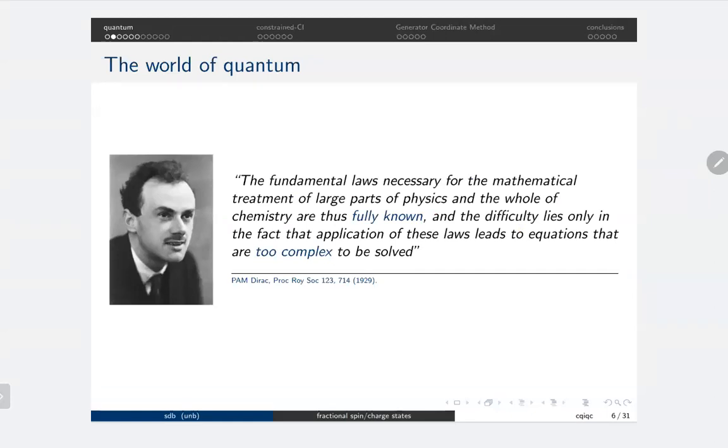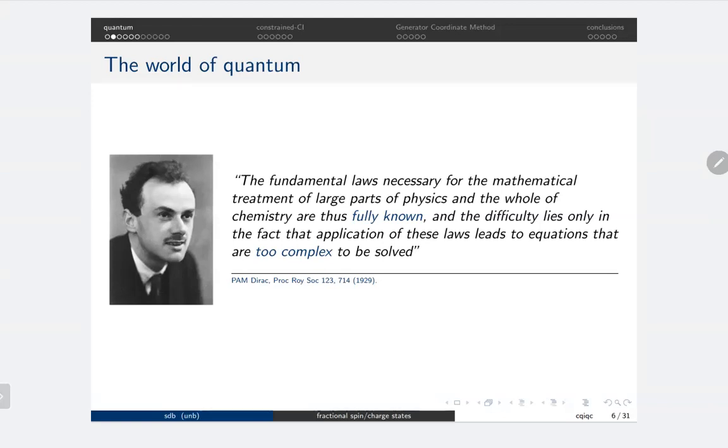Dirac already phrased it almost 100 years ago, right? So he wrote down the laws and he saw that it was actually impossible to do anything with it. So I'm going to read with you, okay? This is from a famous paper from 1929, in which he depressingly said, the fundamental laws necessary for the mathematical treatments of large parts of physics, so high energy physics was not there yet, and the whole of chemistry are thus fully known. So basically what it says, chemistry is solved, right?